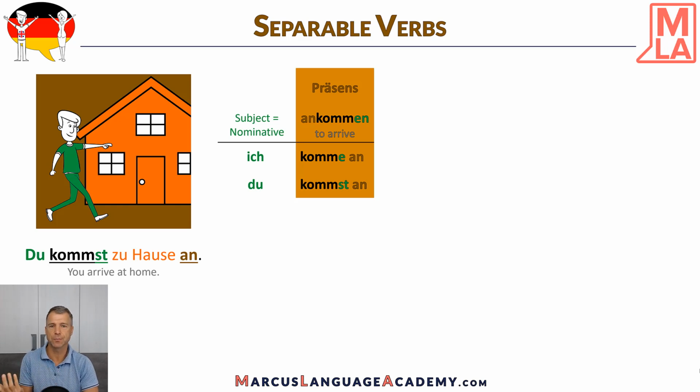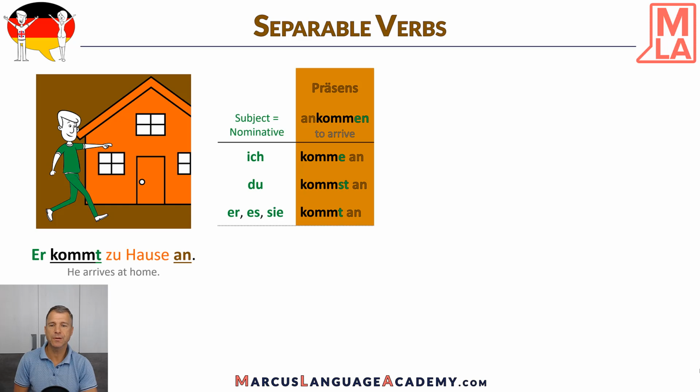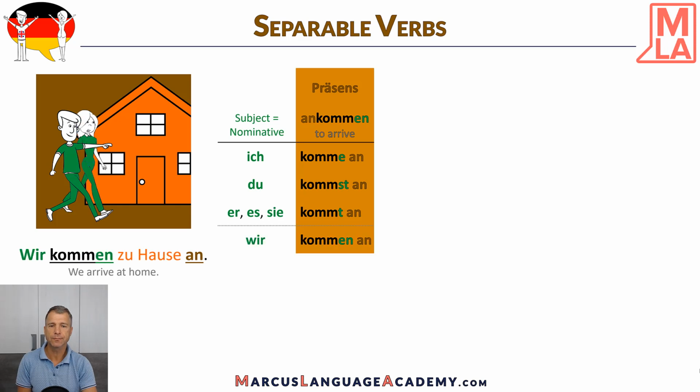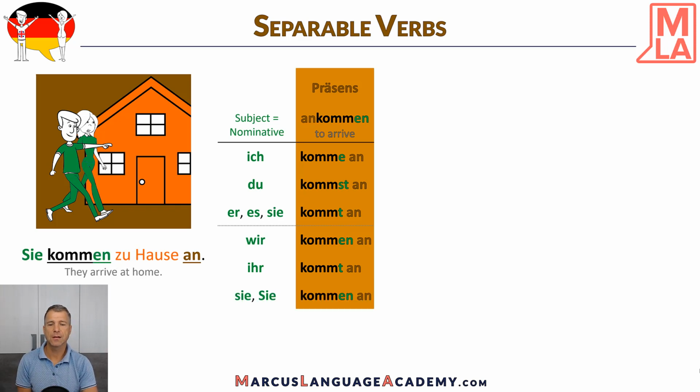Because an is just a prefix. In third person it would be er kommt an, kommt zu Hause an. And in plural, no surprise, we would say wir kommen an. Wir kommen zu Hause an. Ihr kommt an. Ihr kommt zu Hause an. You all arrive at home. And in third person it would be sie kommen an. Sie kommen zu Hause an. They arrive, or it's also the formal way, you arrive at home. Okay, so that's the present tense. Remember, in the present tense this prefix separates.